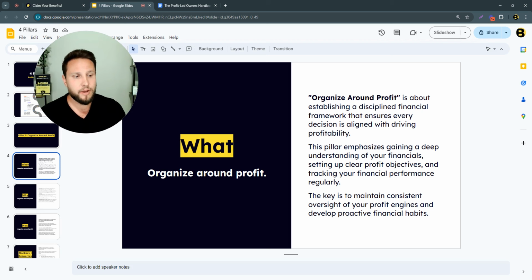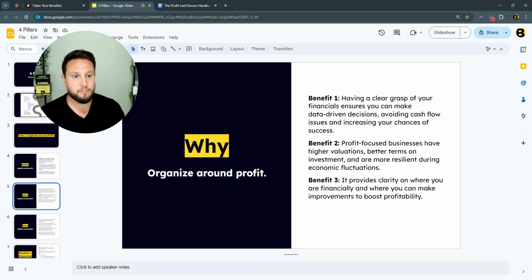So when we're talking about organizing around profit, the key is to maintain consistency, right? And to make sure that we have disciplined oversight around our business in the throughput or the profit engine, right? The throughput flowing through it, right? What you're going to see is each one of our pillars complements the next and in a very functional way makes the other one better.